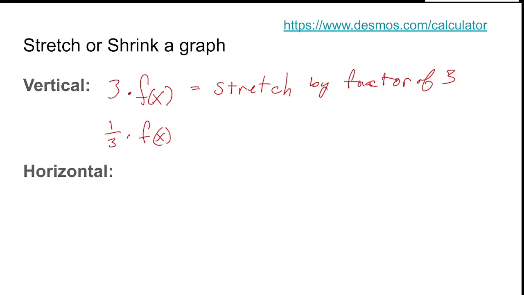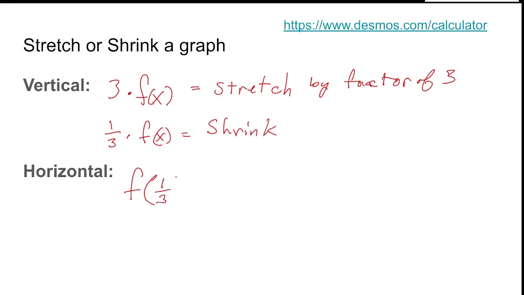this should just do the opposite. So it should be shrinking it by a factor of 3, it's 1/3 of its original size. Okay, does that make sense? And that's exactly what's going to happen. Horizontal is going to be the opposite way around. Before we get there, horizontal has got to affect the x, so whatever we're doing has to happen inside.